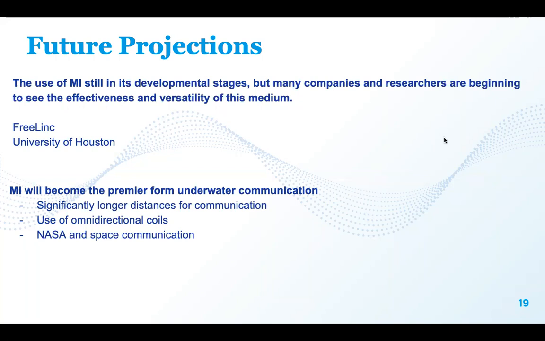And once we fully implement this omnidirectional coil, it will be very effective for communicating while submarines are moving, and that sort of thing. In the future as well, I believe MI will be more used in space, to communicate in space as well as to see underwater in space. I know MI is currently being considered for Europa, one of the moons of Jupiter, to see under the ice. So MI will become a very prevalent form of communication, both underwater, on Earth, and in space.